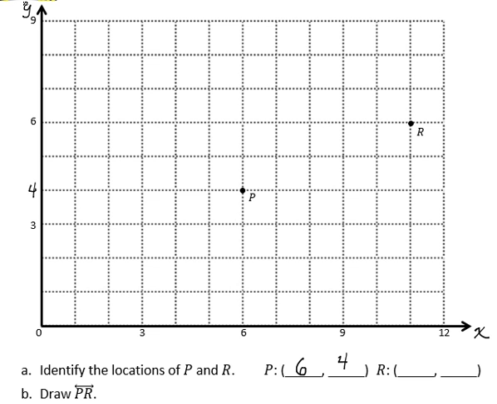We'll do the same thing for R. I'm going to start at the origin. I'll go across the x-axis, and I can see that R is at 11 on that axis. So that's 11 for the x-coordinate. Travel up the line vertically, and I can see that the R is across from the 6 on the y-axis. So its ordered pair is 11, 6. The next direction says to draw line PR. So I'm going to draw a line that goes through both of these points. And there we have line PR.